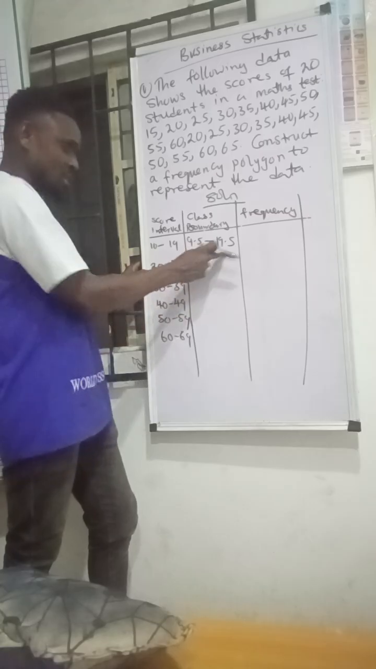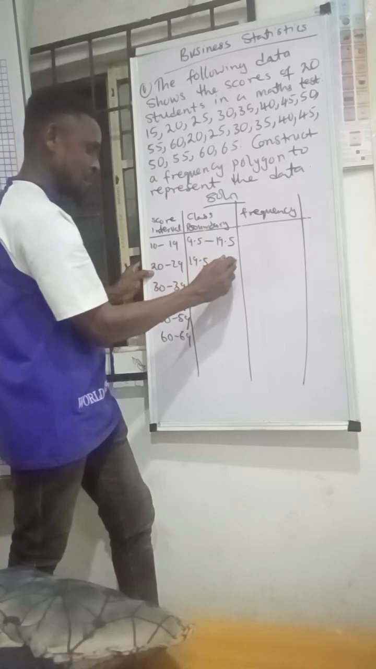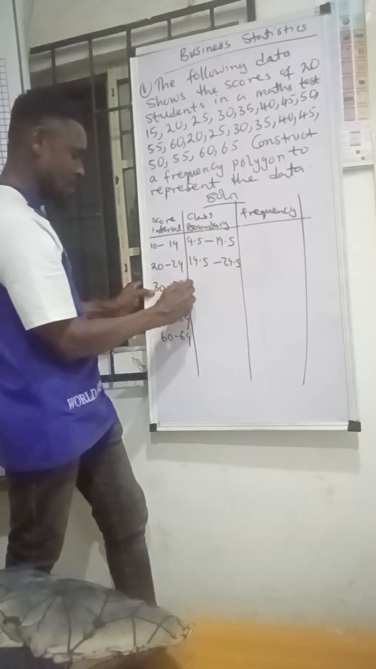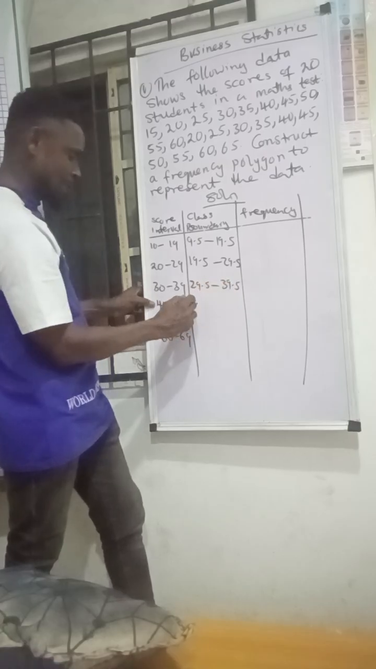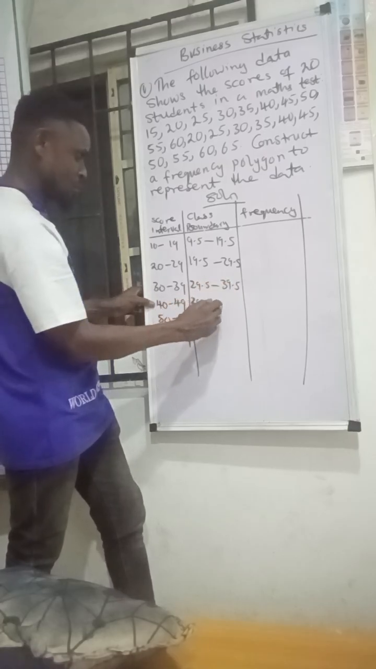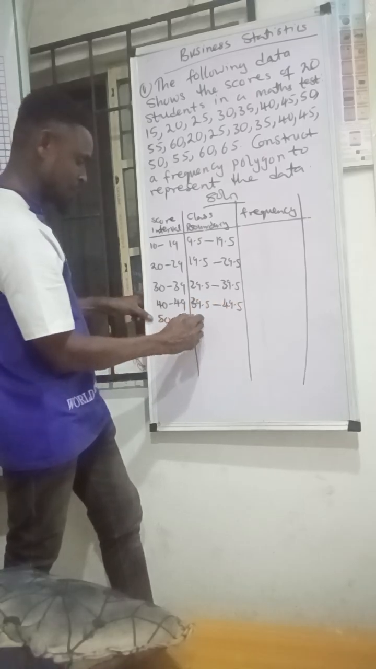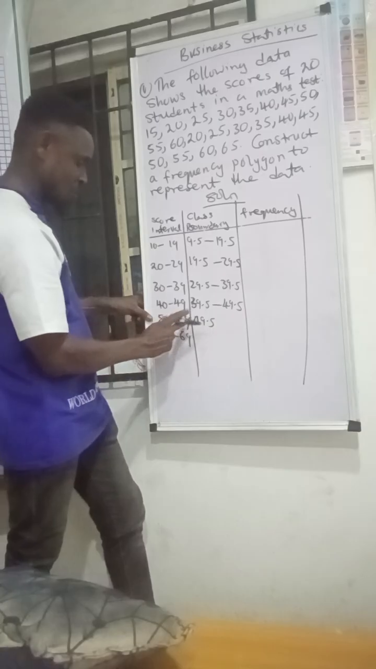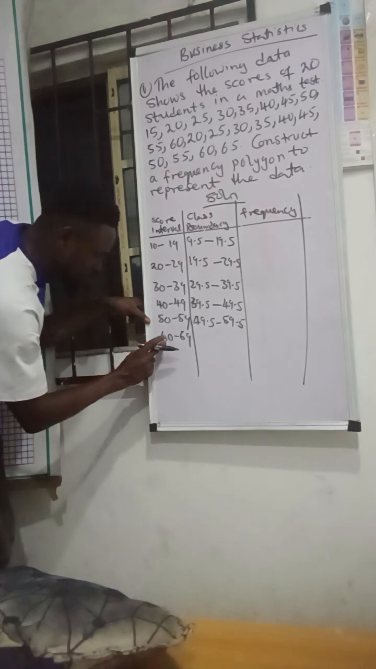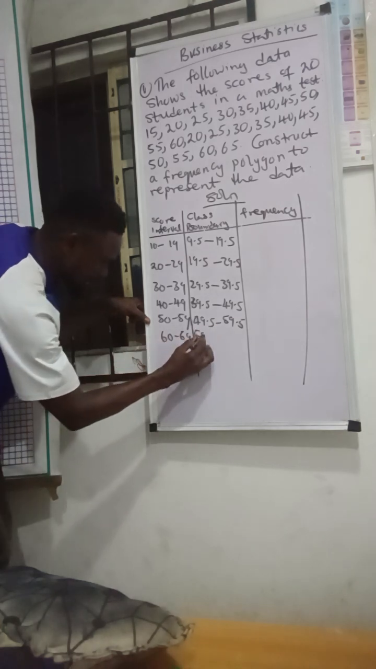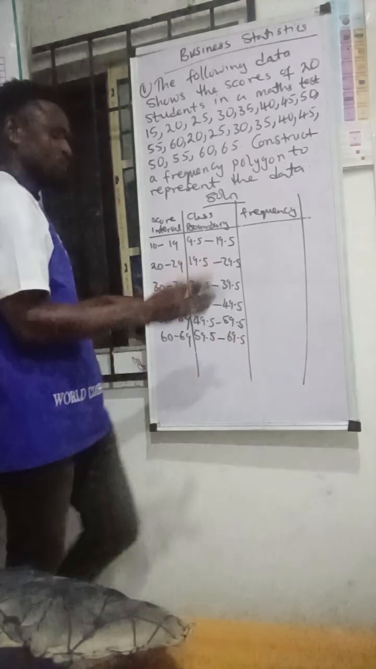If you look at it, the boundaries overlap so that our histogram can be correct. Then 19.5 to 29.5, 29.5 to 39.5, similarly 39.5 to 49.5, then 49.5 to 59.5, and 59.5 to 69.5. Have you got that?